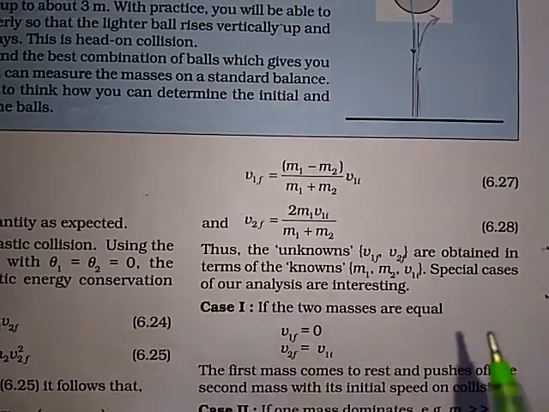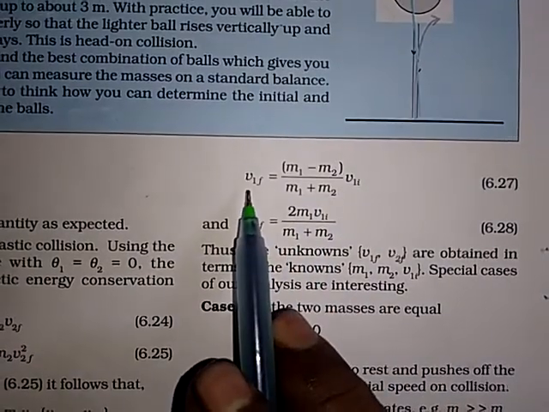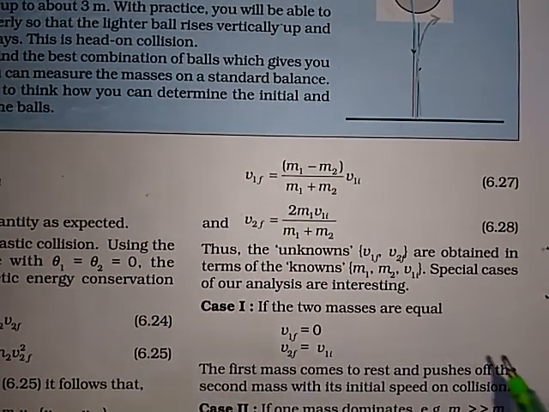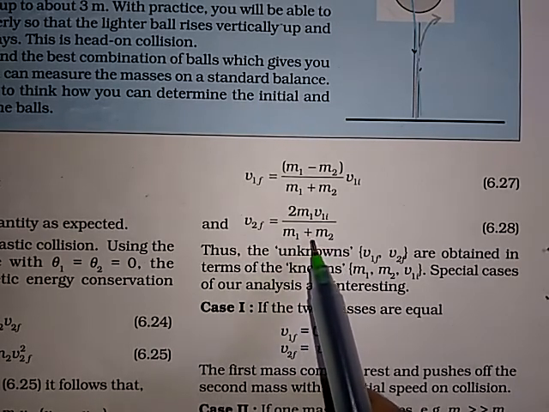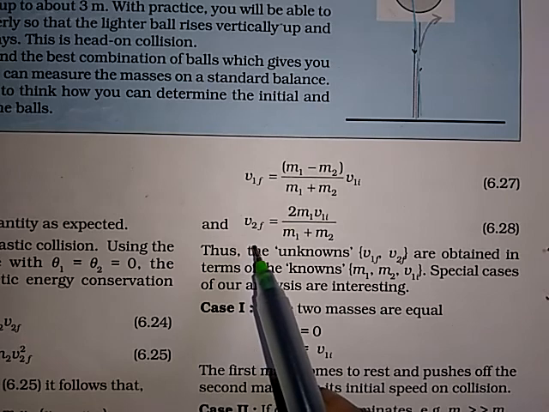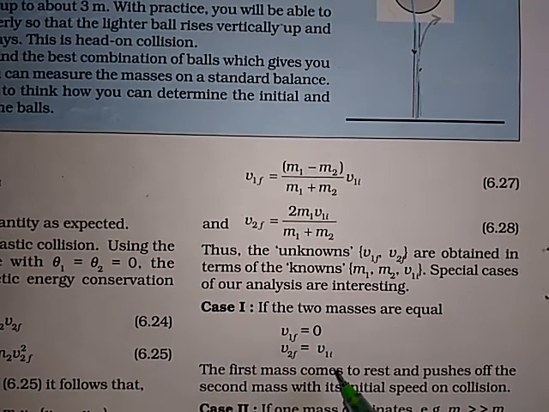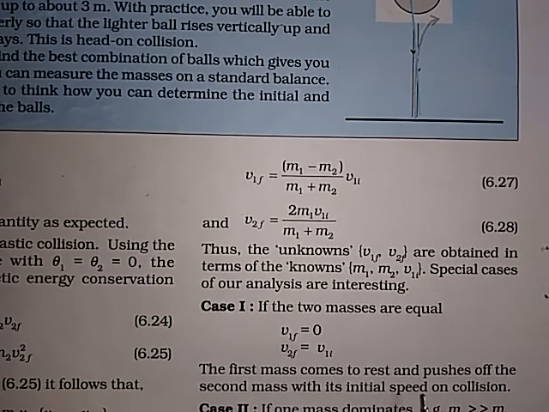If the two masses are equal, m1 is equal to m2, this term will become 0. Therefore v1F is equal to 0. Here if m1 is equal to m2, you put m1 in the place of m2, so you will get 2m1, and 2m1 gets cancelled, and v2F, the final velocity of the second object, is equal to the initial velocity. The first mass comes to rest and pushes off the second mass with its initial speed on collision. That's the meaning: initial velocity is equal to final velocity.